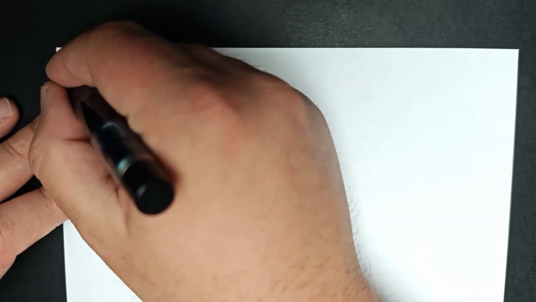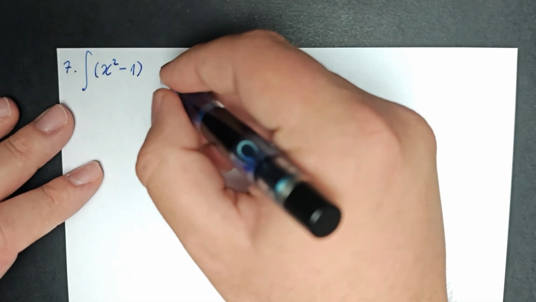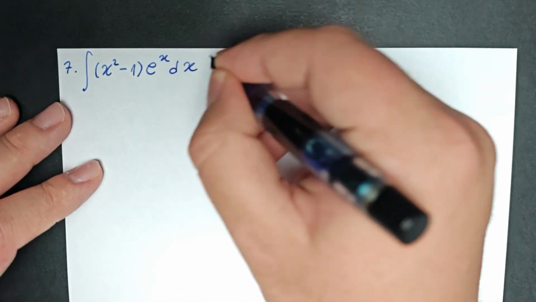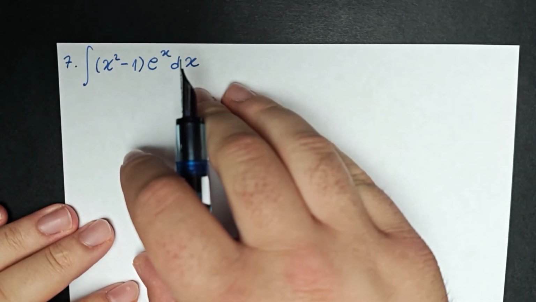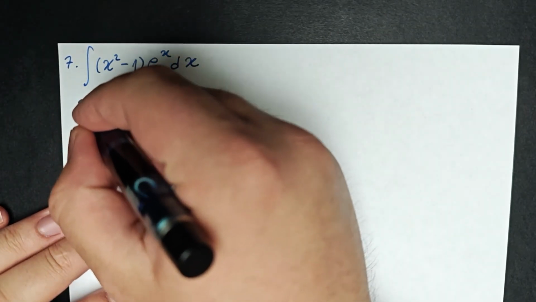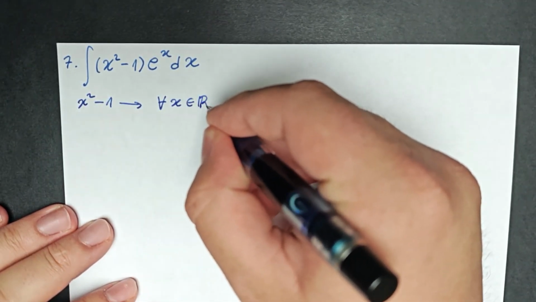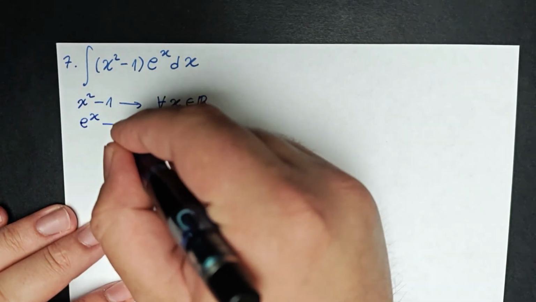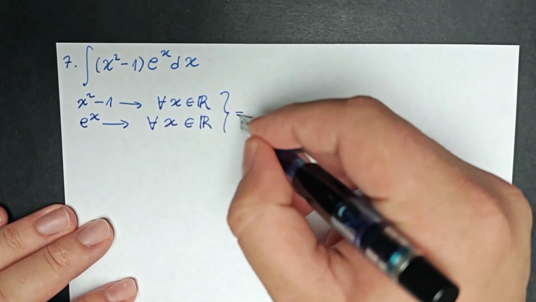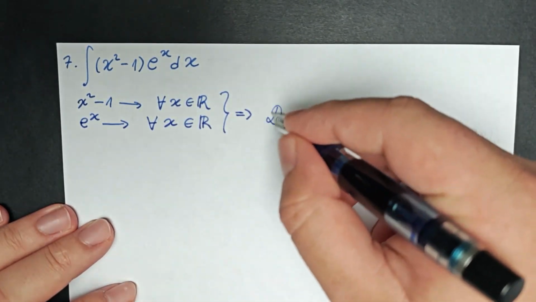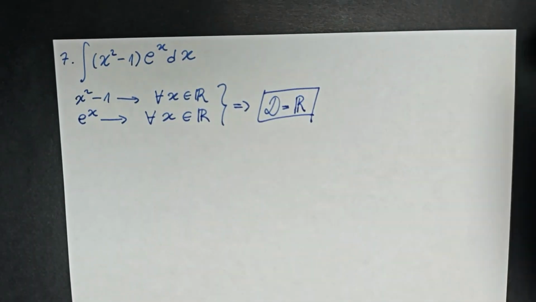Let's now solve the next integral on our list, an integral of x squared minus 1 e to the power x dx. Let's first determine the area in which this integral is well defined. X squared minus 1 is well defined for all x's which are real numbers, and e to the power x is also well defined for all x's which are real numbers. And that means that the area in which this integral is defined is again the entire set of real numbers.